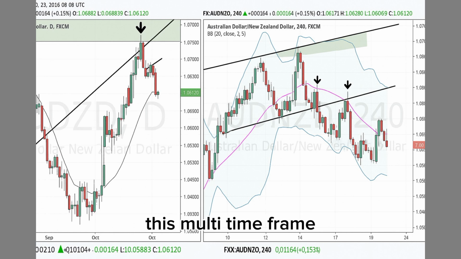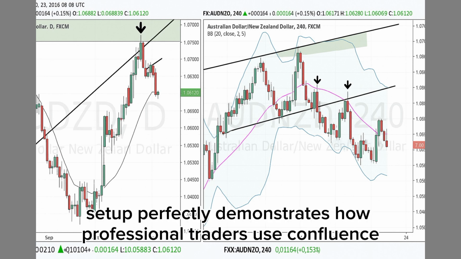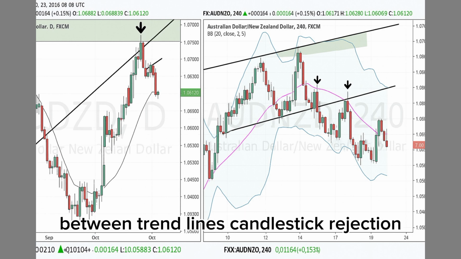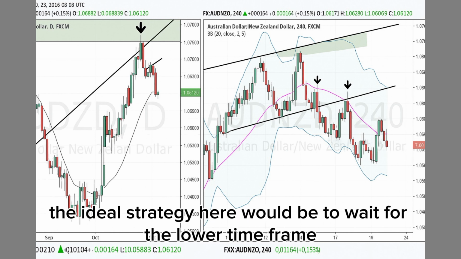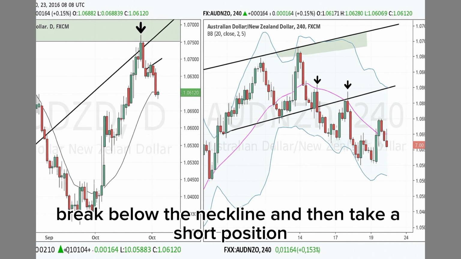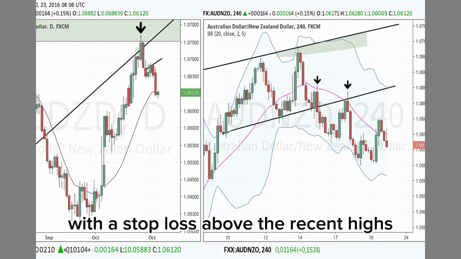This multi-time frame setup perfectly demonstrates how professional traders use confluence between trend lines, candlestick rejection, and double-top formations to time their entries with precision. The ideal strategy here would be to wait for the lower time frame break below the neckline and then take a short position with a stop loss above the recent highs.